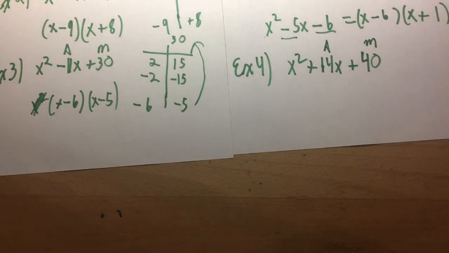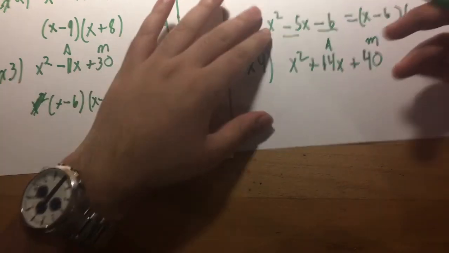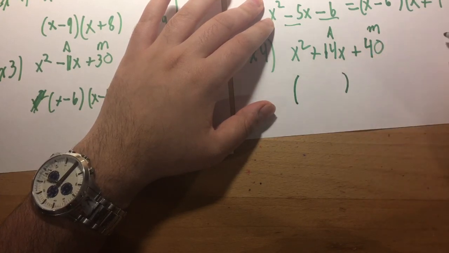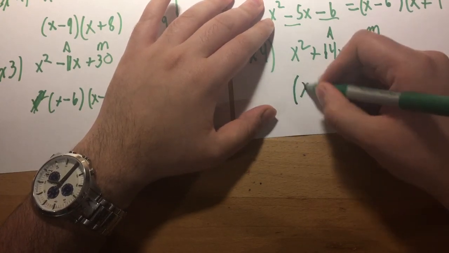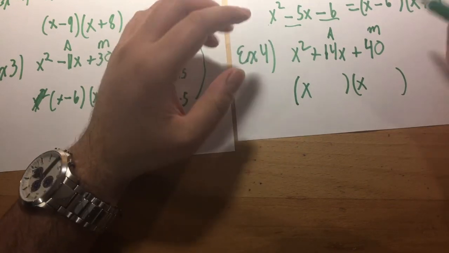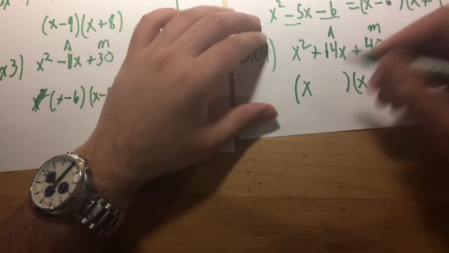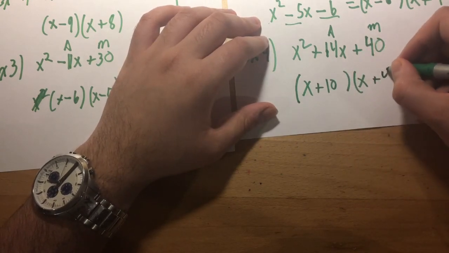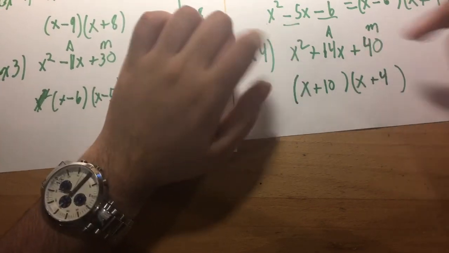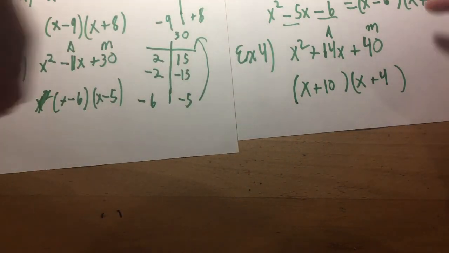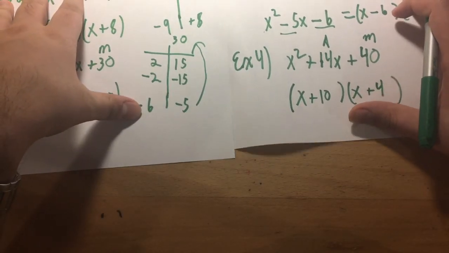So it's just pausing the video, trying it out for yourself. Okay, so again, pretty straightforward. If you're having trouble, I would suggest making a chart. But the two numbers we have that multiply to 40 and add to 14 would just be a positive 10 and a positive 4, right? So some of them are more easy to spot. Some of them are a little trickier and might require a tree diagram. But that's pretty much it.